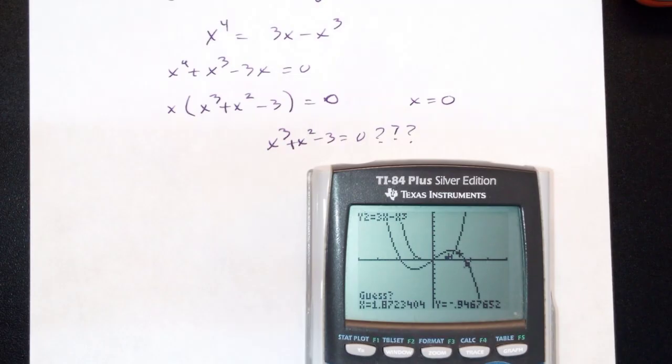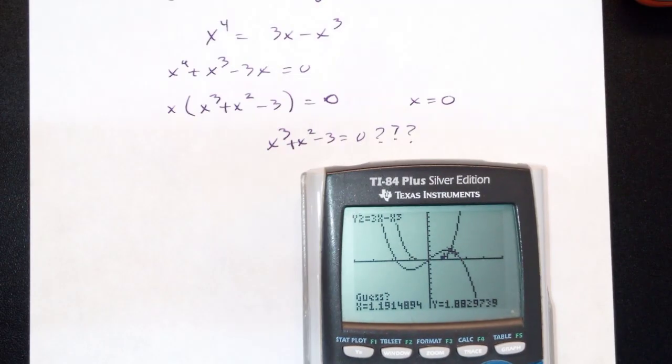It says, give me a guess. Where do you think they cross? So I'm going to go over here and get close to where I think they cross and hit enter. And it's going to give me the number: 1.174559.